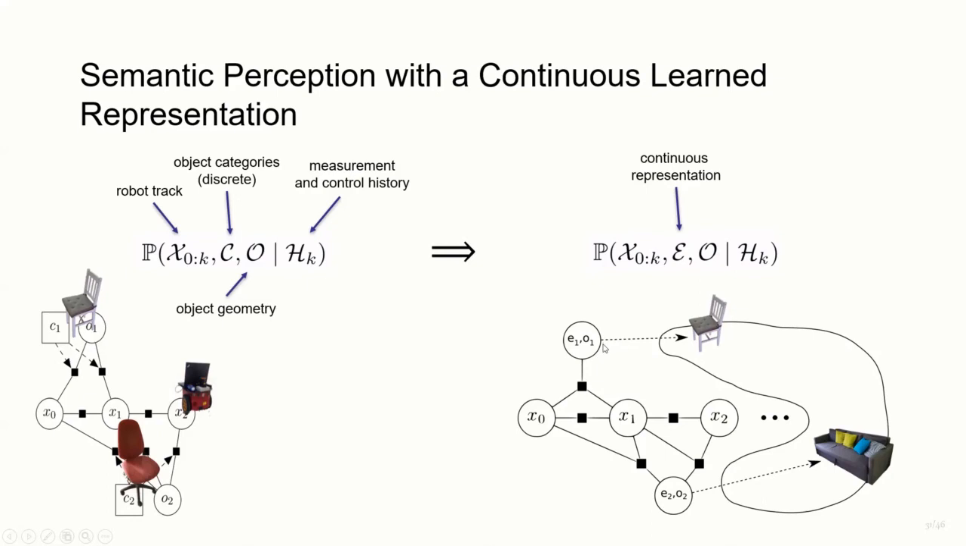So for each object, it contains a continuous geometric description variable and a continuous semantic description vector. In fact, these are separate nodes in principle. And the semantic description vectors reside in some space in which ideally each point corresponds to some object. The semantic perception problem then becomes inference inside this semantic representation space, where given multiple measurements of an object, we want to infer its corresponding semantic representation vector.